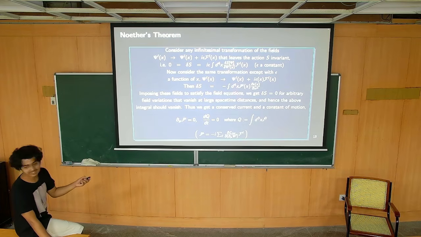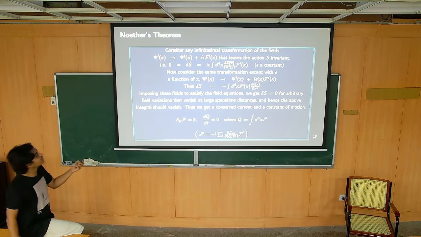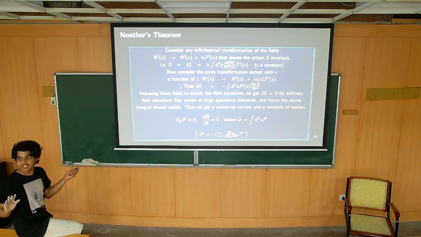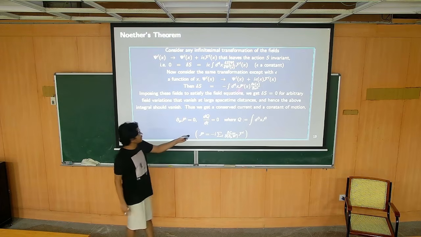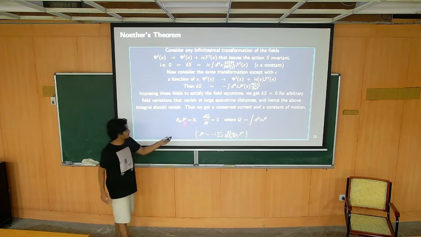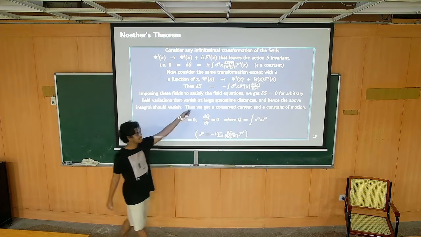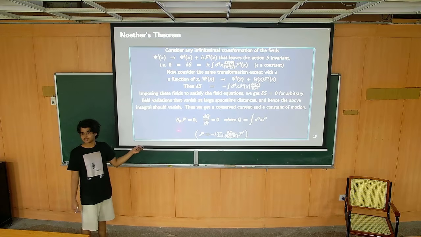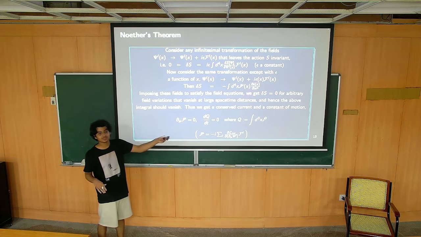So we need this to be 0. We impose that: the action or the Lagrangian should be such that this is 0. Saying this is 0 is the same as saying this is 0, if you just do integration by parts. Now, what is J? This is the definition of J. This is the coefficient of dou epsilon by dou x.